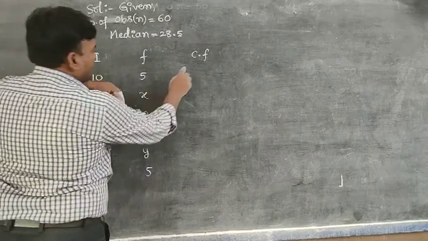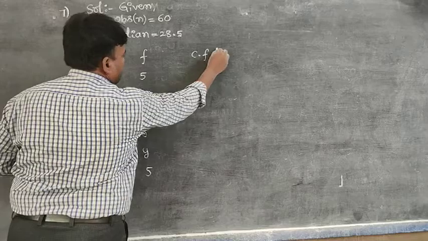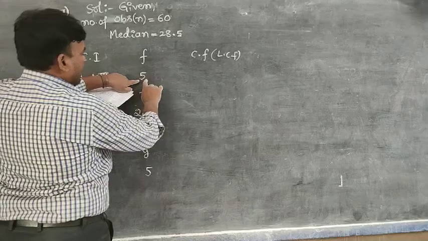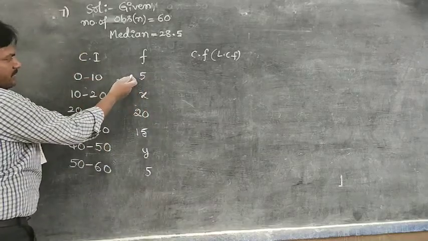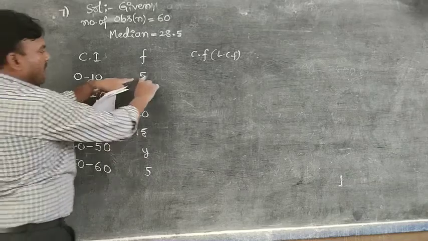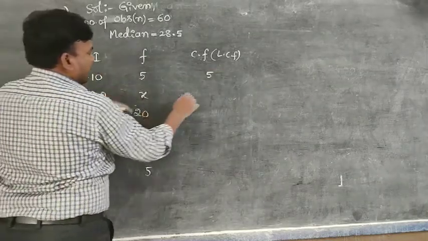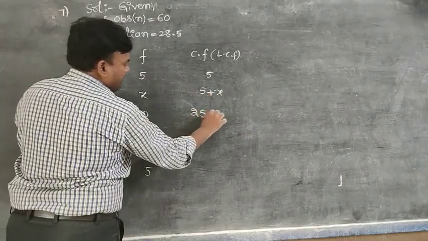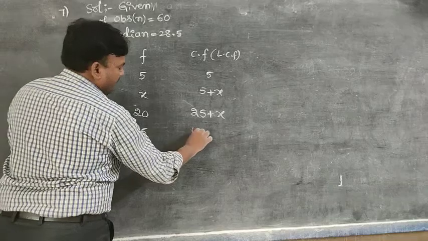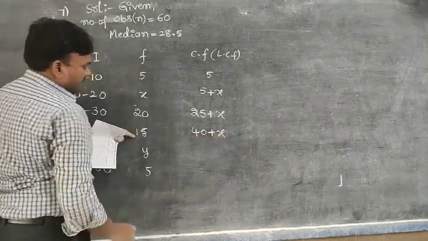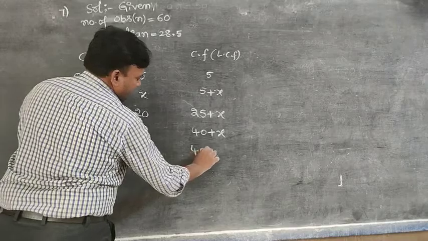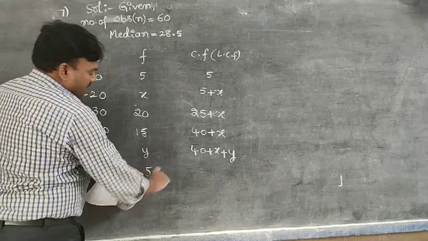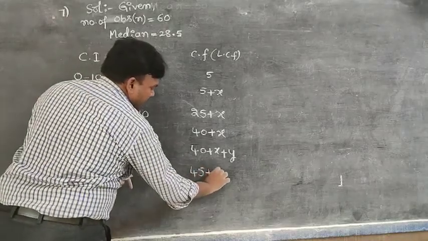Cumulative frequency. So I take the less than cumulative frequency. To find it, the first value is taken the same, then the sum from top to bottom. 5 value the same. Next 5 plus X. 5 plus X plus 20, 25 plus X. 25 plus 15, 40 plus X. Next one, 40 plus X plus Y. And next one, 40 plus 5, 45 plus X plus Y.